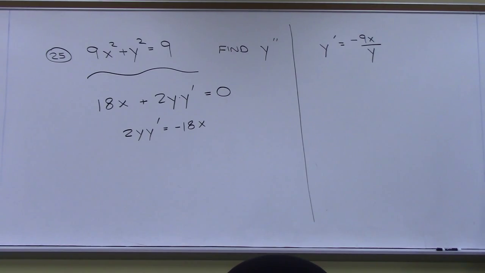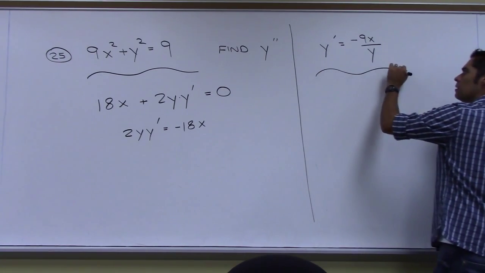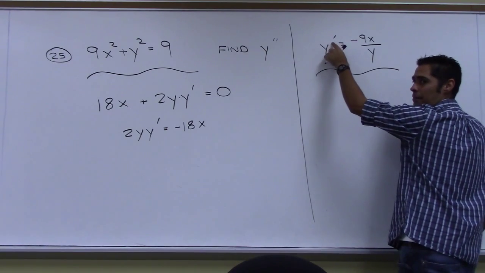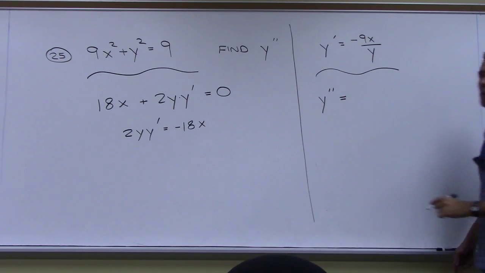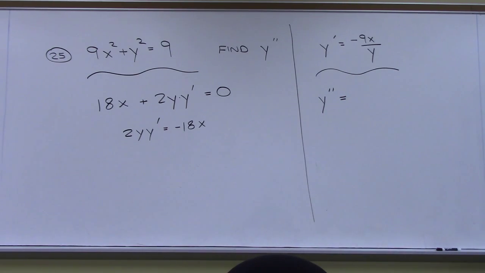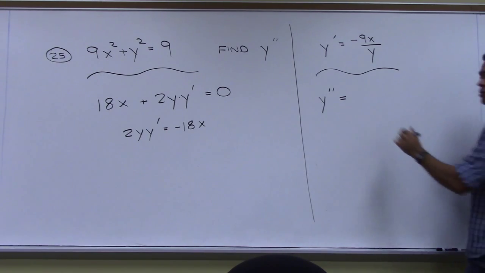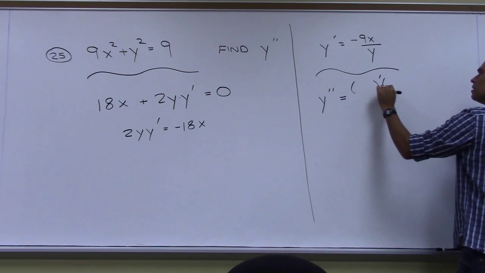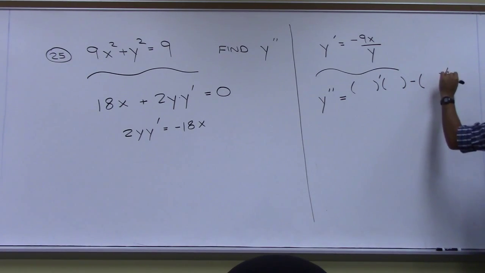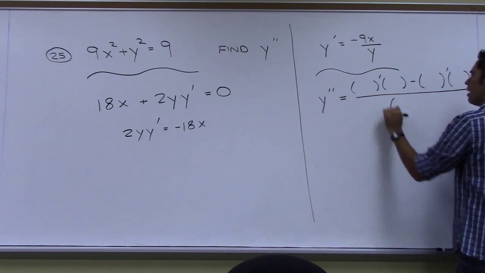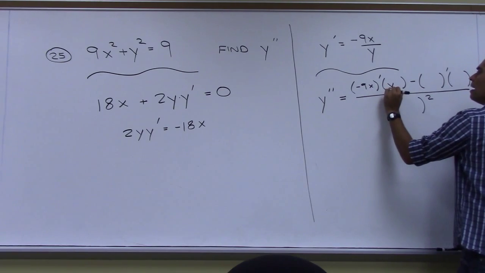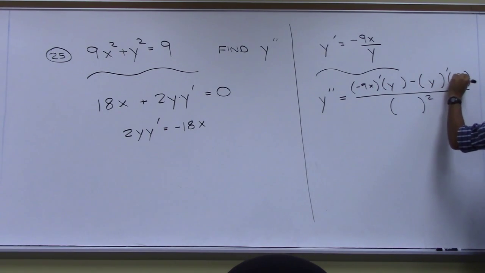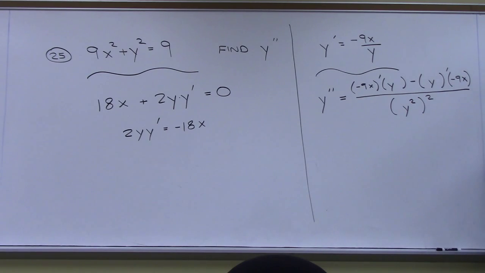And then at this point, I could do implicit differentiation again. So what is the derivative of y prime with respect to x? y double prime. And then on the right side, what are you going to have to do? Quotient rule. Right? So it'll be the derivative of the top times the bottom minus derivative of the bottom times the top, all over the bottom squared. The top is negative 9x. The bottom is y. So that's just filling in what the quotient rule is going to be, right? I haven't taken any derivatives yet.